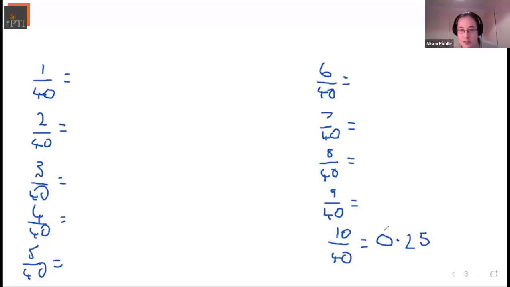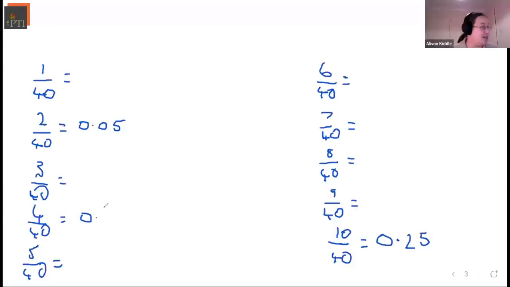2 40ths is a 20th, which is 0.05. Well done, Kieran. Any others? This is where I find it easier to work in percentages, Alison. So a 20th is 5%, and then I can think of the 5% as 0.05. See, I don't like percentages, but No, that's all right. You do you. So 4 40ths is a 10th, which is 0.1.